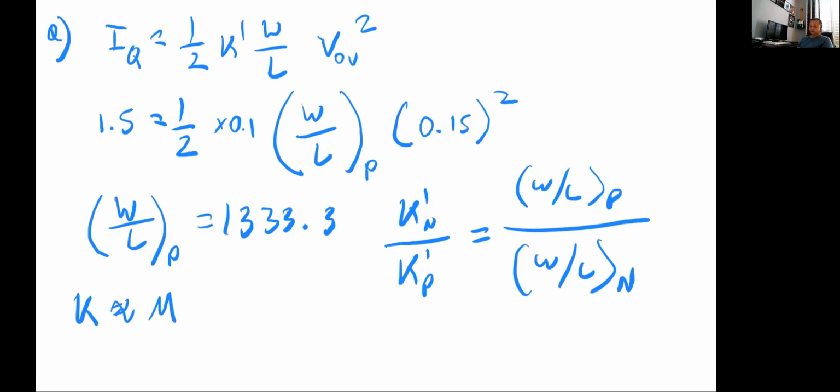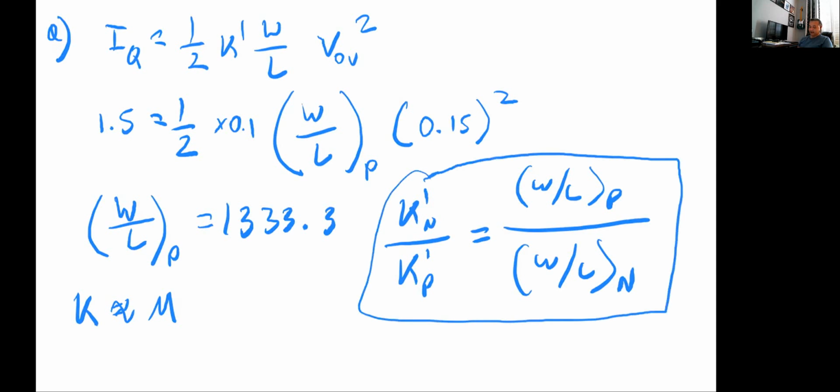So you have then to make the width to length ratio of the P higher to compensate for that. So you have to make the P channel stronger by making the width of the channel, which is how big you make the transistor, higher. So that's what it means when you say the transistors are matched.